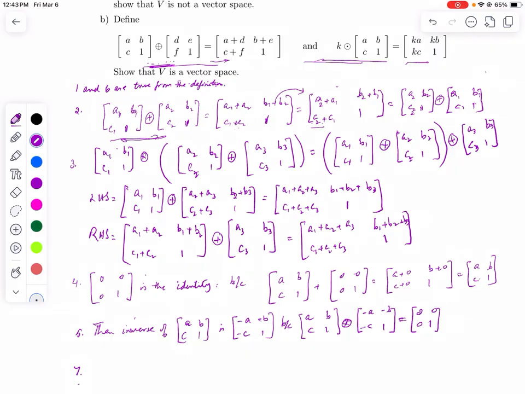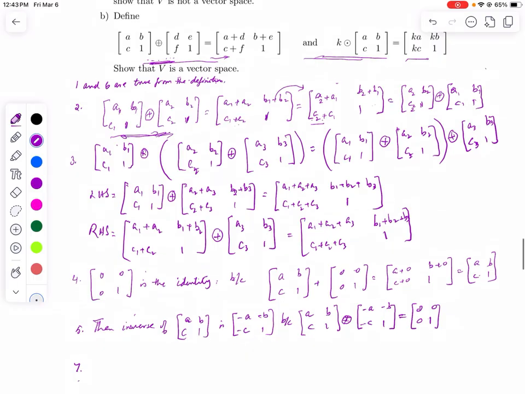And similarly, b1 plus b2 can be written as b2 plus b1, which can be thought of as this came from the addition of a2, b2, c2, 1 plus a1, b1, c1, 1. So this shows the commutative property, that v1 plus v2 is equal to v2 plus v1.